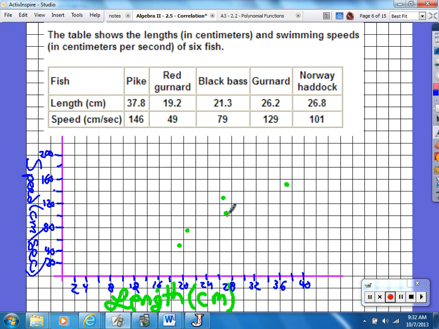Can anybody raise your hand and tell me something else your teachers made you do? Okay. We're actually not going to draw in our best fit line. I'm going to show you how to do that on the calculator here in a few minutes. And we will find our best fit line using the calculator. Is there something else your teachers have made you do though on a scatter plot?